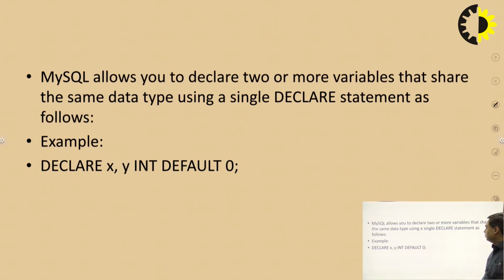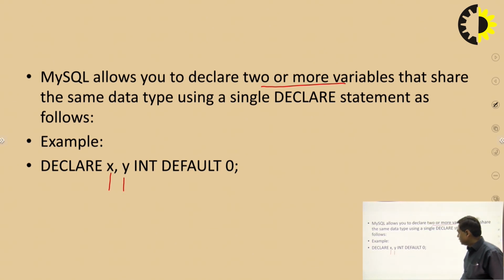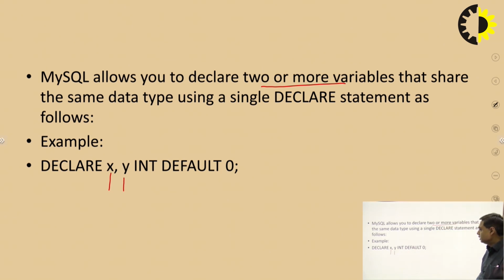Next, MySQL also allows you to declare more than one variable in a single line. Here you can see we have created two variables x and y in the same line, even though you can create y in the next line also. But for ease, we have created two variables with declare x and y int default 0. Both variables have the default value 0.